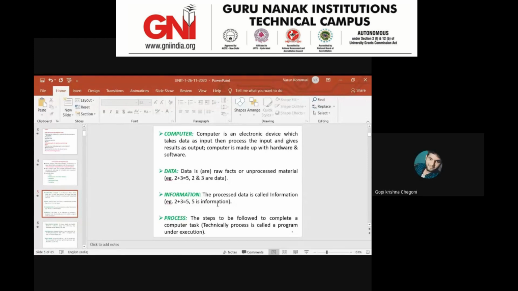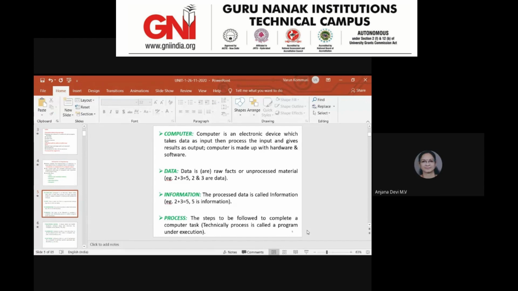So it is nothing but a computer task. Technically, suppose you have written a program. The program will be executed inside the CPU. So process is called a program under execution. After completion of that process, you will get the result, or the information. So what is the process? The steps to be followed to complete a computer task. Technically, a program under execution is called a process.